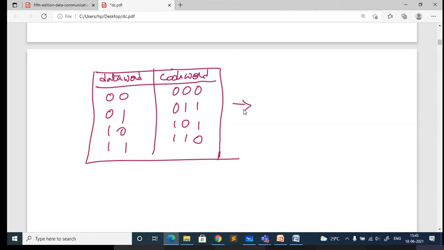Let me explain how this error detection and correction is done. According to this, what should be the possible code words you are going to get? It is 2 power 3. Your data words are only 2 power 2, that means 4 data words, while you are getting 8 code words. So you select only 4 code words and discard the remaining. I have selected these code words, and the same code words should be there at the receiver side. So that is the first problem.